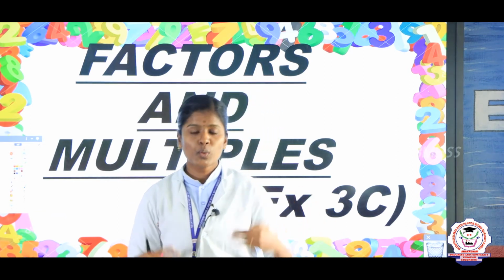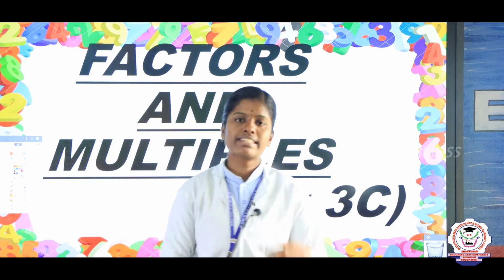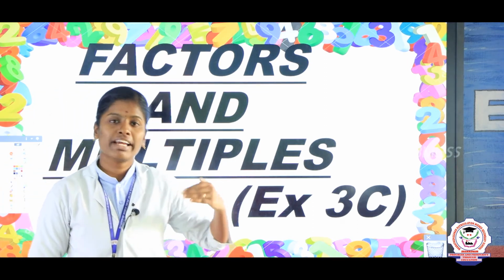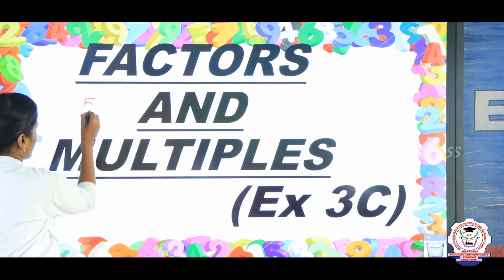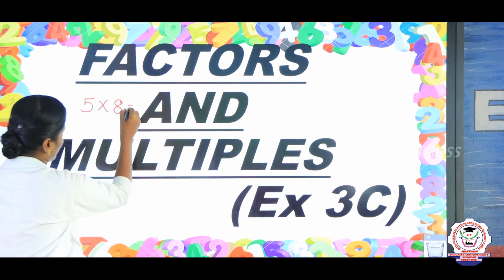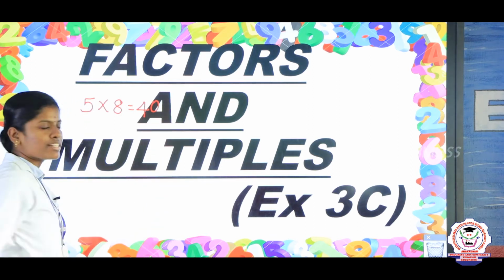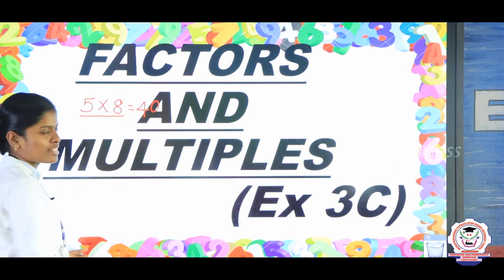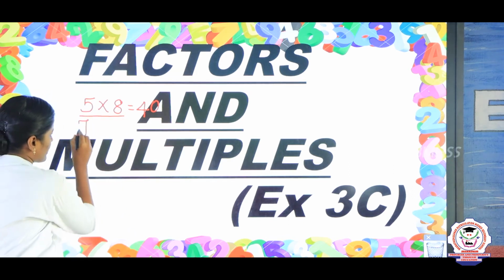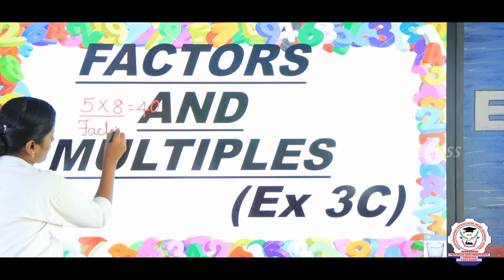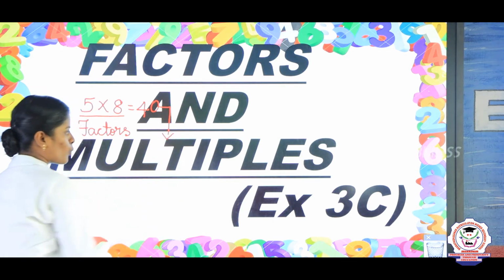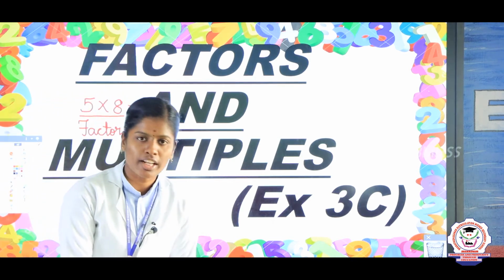Listen here. When two or more numbers are multiplied, for example, if you take 5 8s, what is the answer? 5 8s are 40. Here 5 and 8 are called the factors. And then 40 is called the multiple. Here 5 and 8 are called the factors.